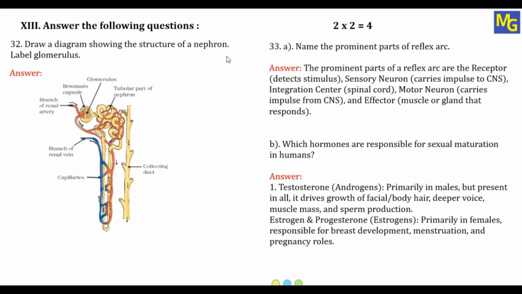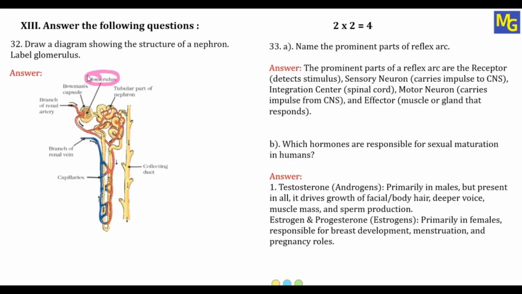Excretion means removing unwanted waste substances from the blood. So these nephrons are the small basic units present in the kidney. There will be millions of nephrons present in the kidney, and this nephron diagram we have to draw. So this is the diagram which I have taken from the NCERT book. You can see this labelled diagram which has all the labelings.